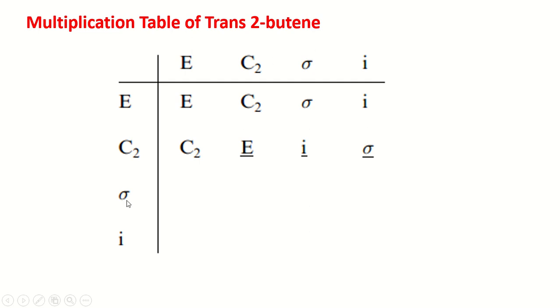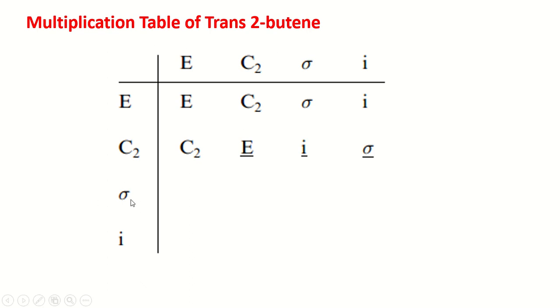And what happens if we apply sigma 2 times? That would be equal to identity, because we know that if we apply the same operation 2 times, the result would be the same as the start, which is the identity.